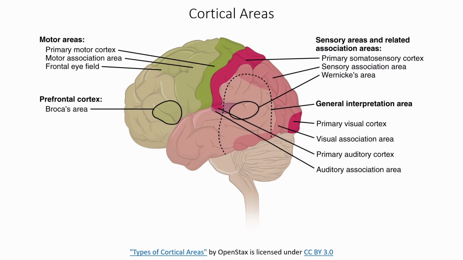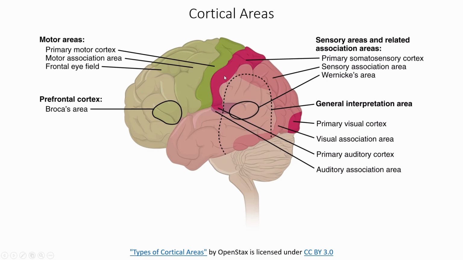So here are just those areas. If we look at the green areas, we're looking at the frontal lobe, and so we see in the deepest green is the primary motor cortex. The motor association areas are going to help out, and then the frontal eye field here. And then we have Broca's area right here.